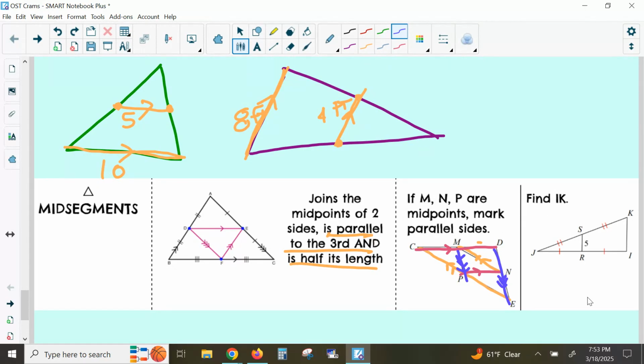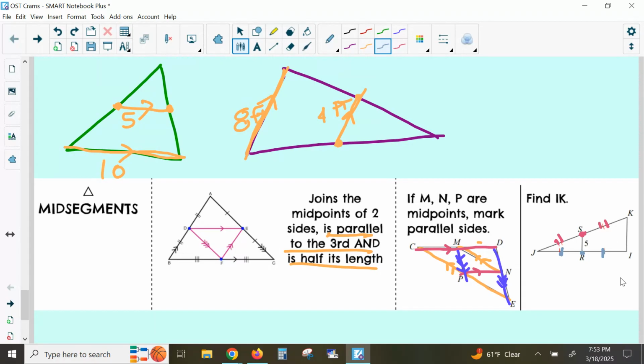Look at this picture here. So we have an example. Now they don't come out and tell you it's a mid-segment, but isn't S a midpoint of this? Because I got these 2 double things. And isn't R a midpoint of this? Because I got these matching ticks.